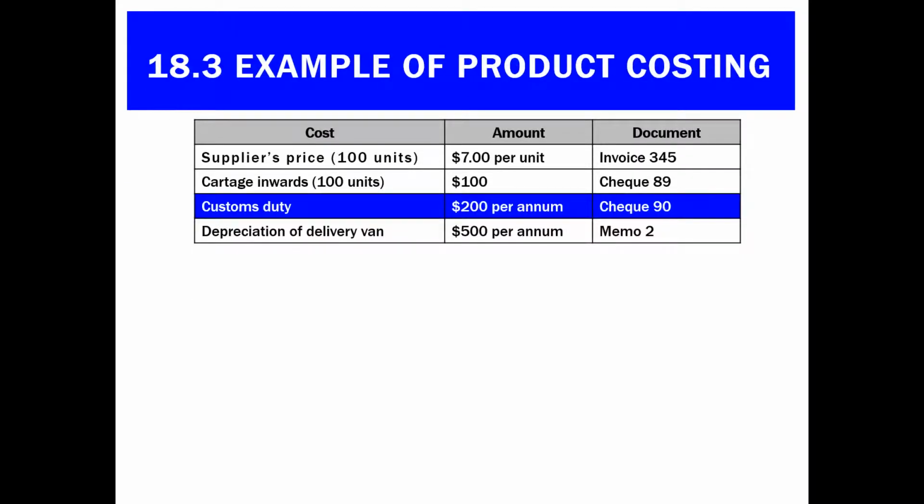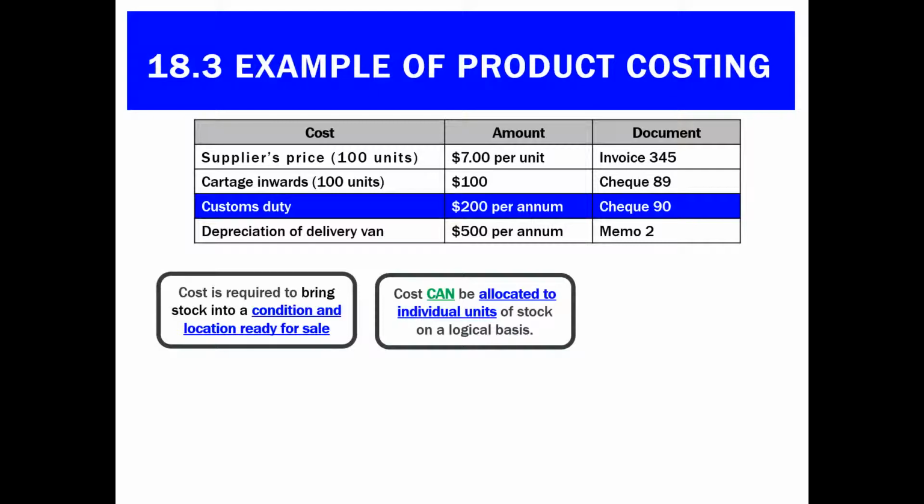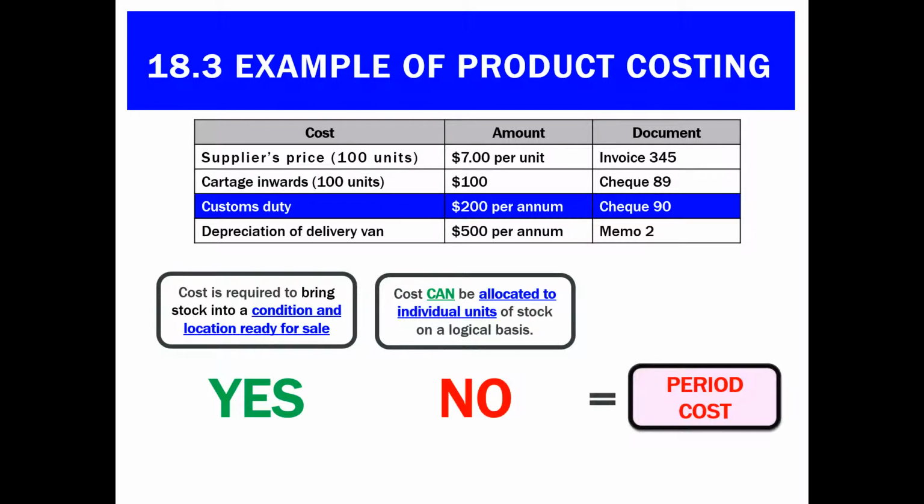Let's look at the customs duty, $200 per annum. Is customs required to get stock in a condition and location ready for sale? It is. Can it be logically allocated? In this case, we can't, because it says $200 per year. I mean, how many do we sell a year? We don't know. Is this the only product we sell? We don't know. So because there's no real logical way to allocate this, we're going to have to leave it out. If we can't allocate it, but it is required to get stock ready for sale, that's going to have to be a period cost.